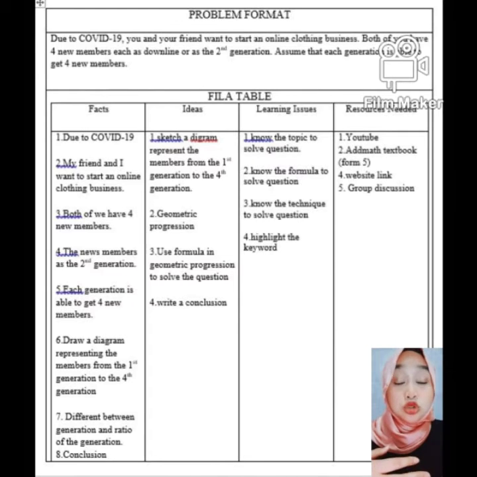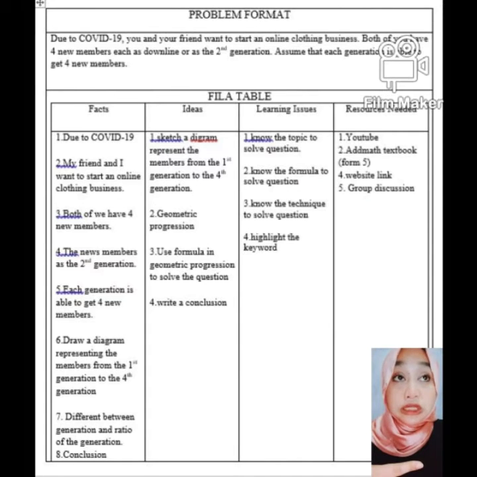Okay, a learning issue is about you must know the topic to solve the question. Second, you must know the formula to solve a question. Third, you must know the technique to solve the question. And last, you must highlight the keyword because you can see the important thing if you highlight the keyword.